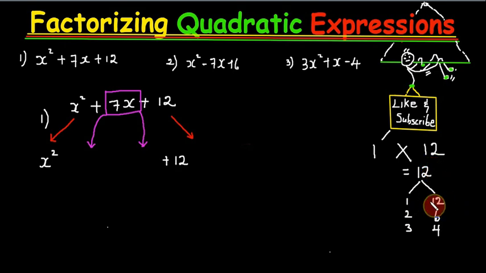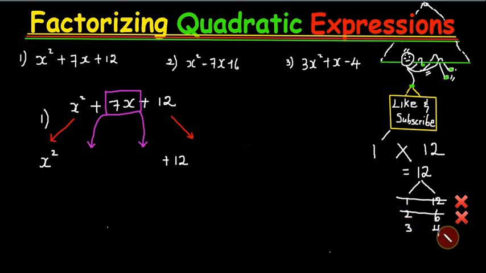But can we add this to get 7? No. That is out. 2 multiplied by 6. Remember, two conditions we have to satisfy. When we multiply them, we must get 12, and then we add to get the middle term. So 2 multiplied by 6 will give us 12. 2 plus 6 will give us 8. We can't use this. Or if we say 6 take 2, it will give us 4. So we cannot use this.